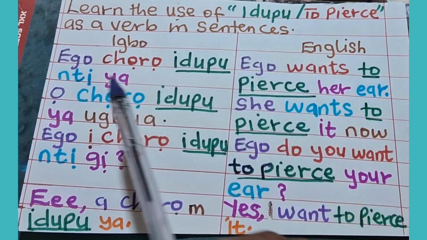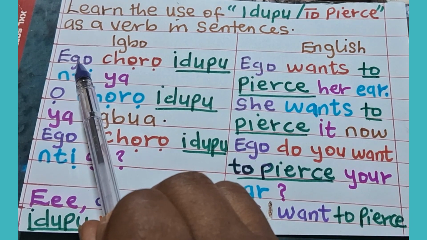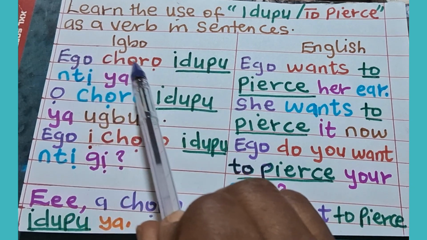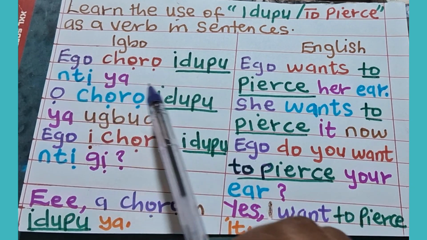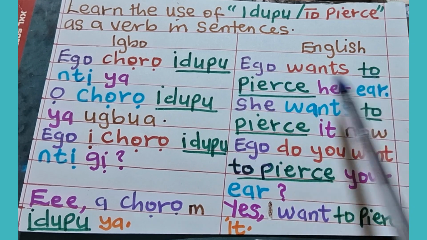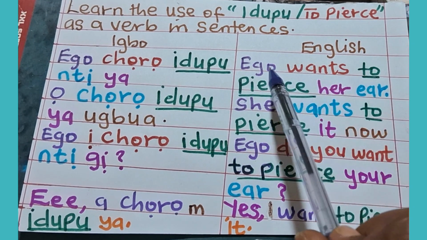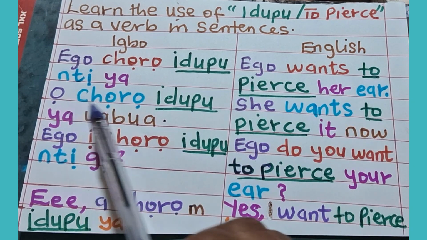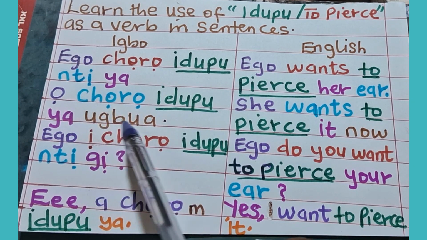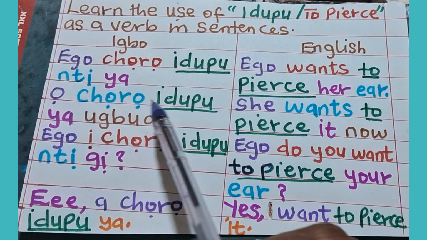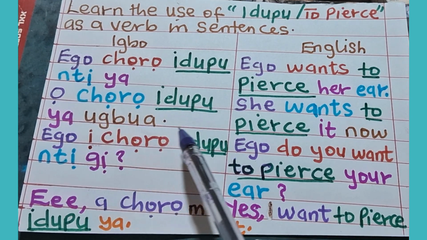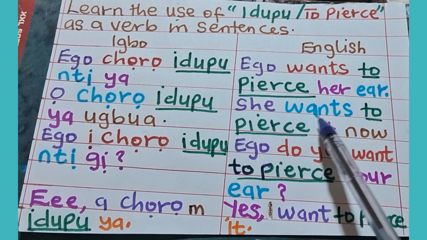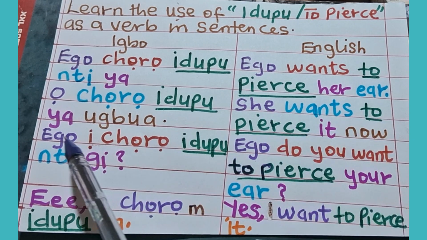Igbo, English. The first sentence is Ego chọrọ idupu ntị ya, meaning Ego wants to pierce her ear. Ọ chọrọ idupu ya ugbu a, meaning she wants to pierce it now.